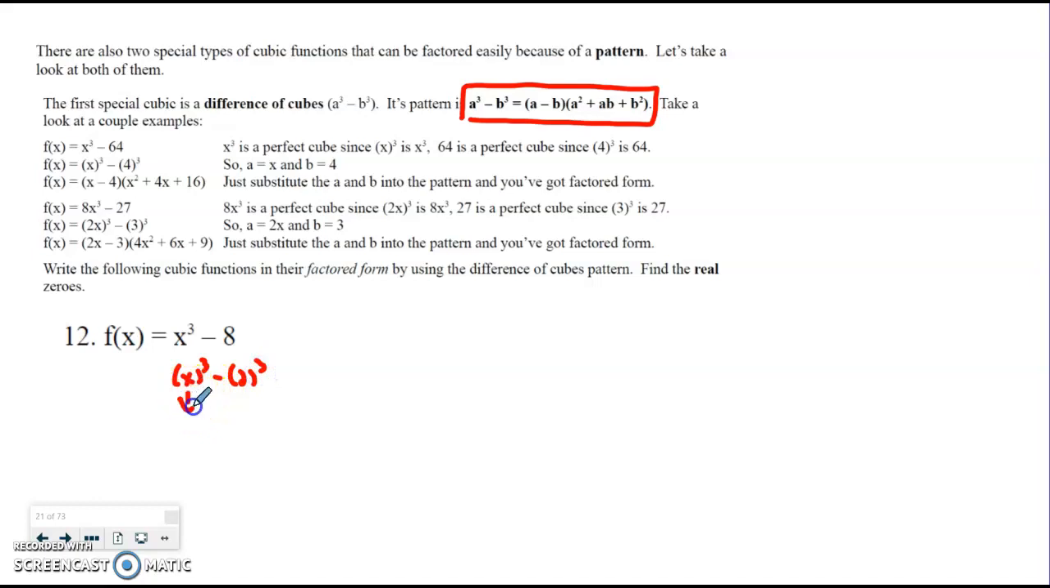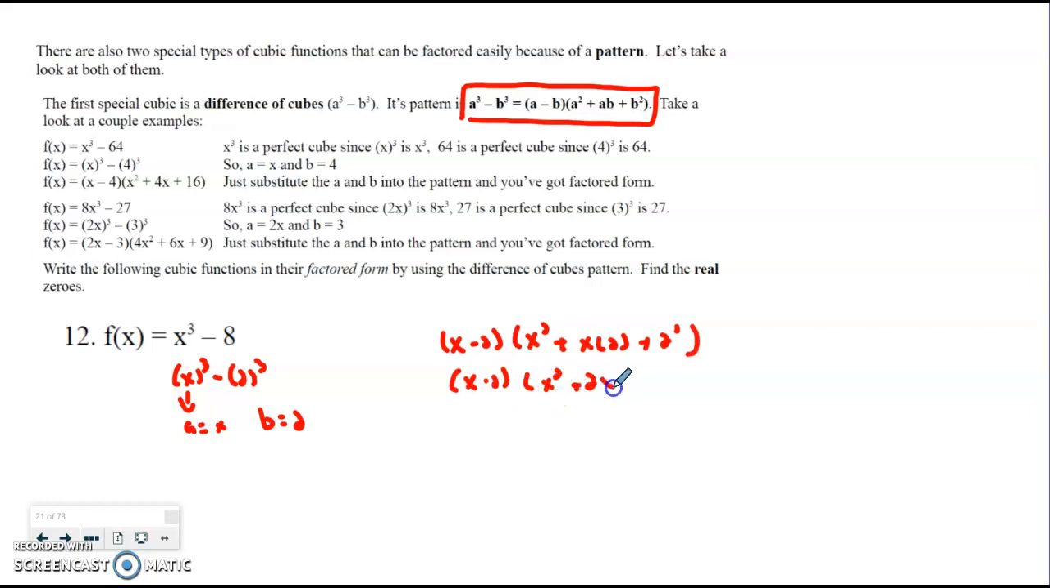And based off that, I'm going to say that a is going to be equal to x. And I know that b is going to equal 2. And what I'm going to do is plug x and 2 in place of a and b in this format. So I know it's going to be x minus 2, and then it's a squared, so it's going to be x squared, plus x times 2, plus b squared, or 2 squared. So I end up with x minus 2, and then I got x squared plus 2x plus 4. That's going to be your factored form.